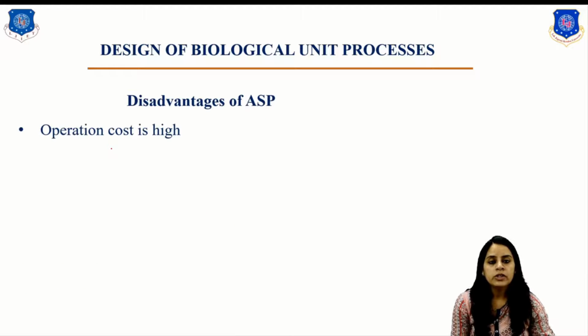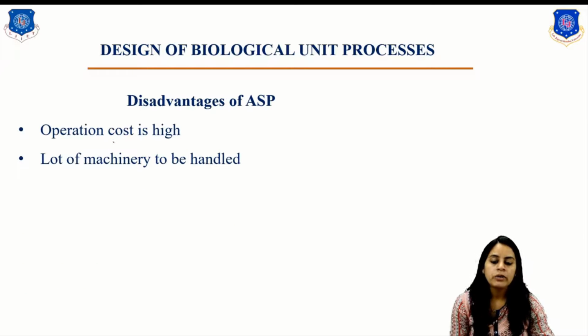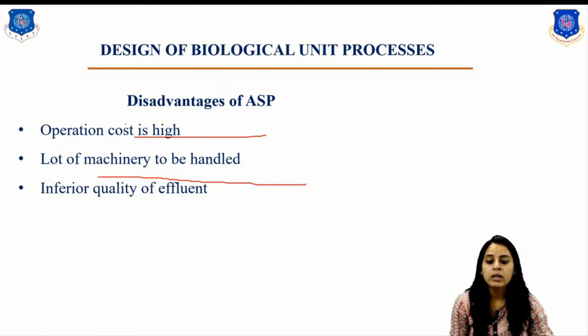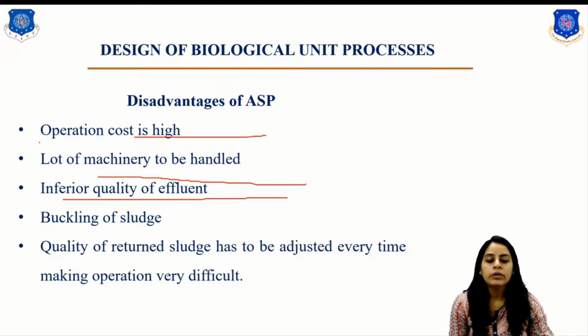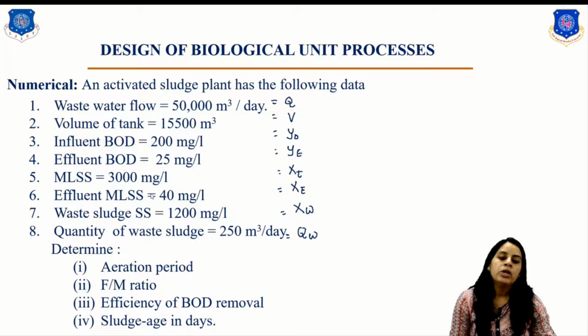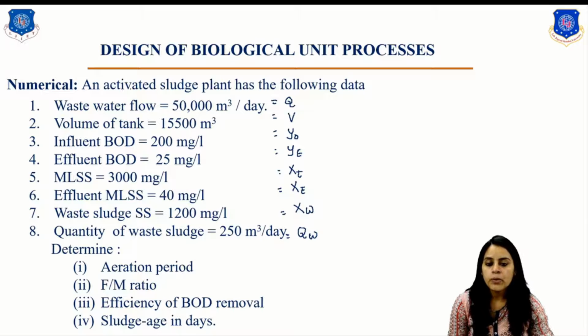Now the disadvantages of the activated sludge plant: the operation cost is very high, a lot of machinery has to be handled, the quality of the effluent is inferior, and there is bulking of the sludge. The quality of returned sludge has to be adjusted every time, making operation very difficult. Now we discuss the design criteria of the biological unit processes.